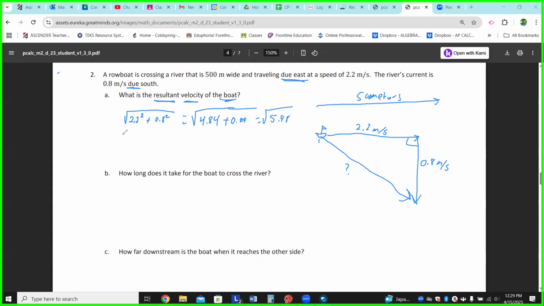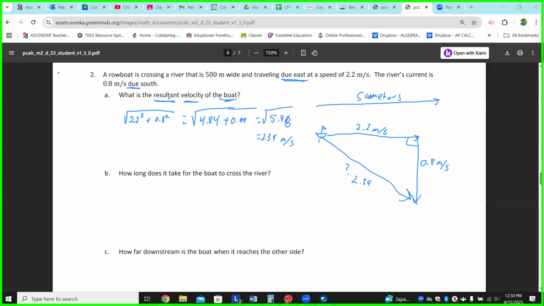And then the square root of that. 2.34 meters per second. So that means you are rowing at 2.2 meters per second. The current is pushing you at 0.8 per second, but that means now your speed at the angle that you're going, you're actually traveling at 2.34 meters per second. So the current is kind of helping you get there a little bit faster. Yeah, we're going more southeast now.